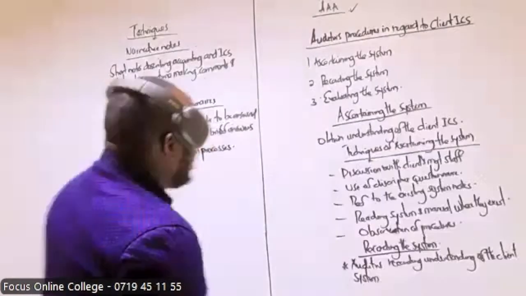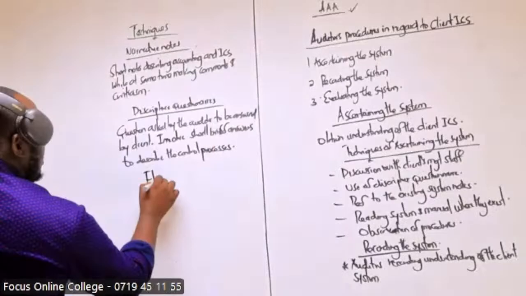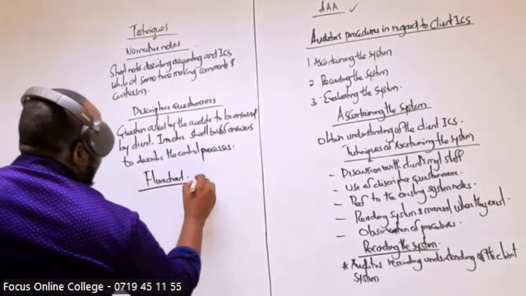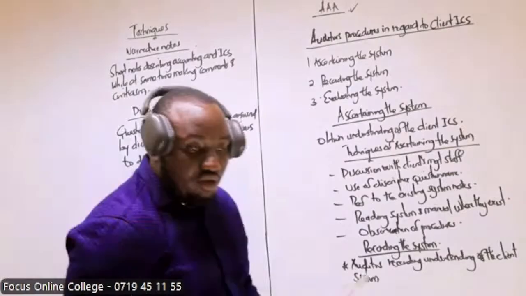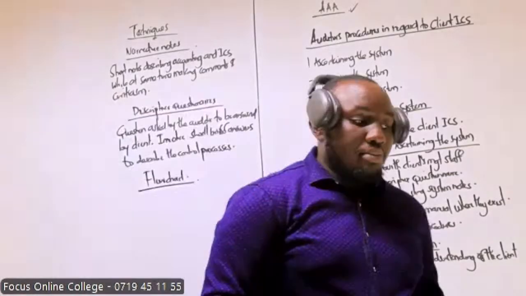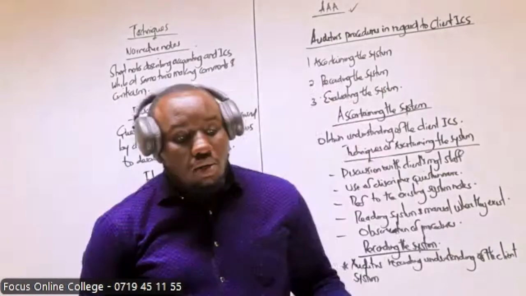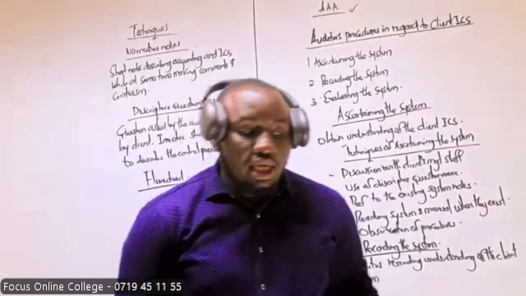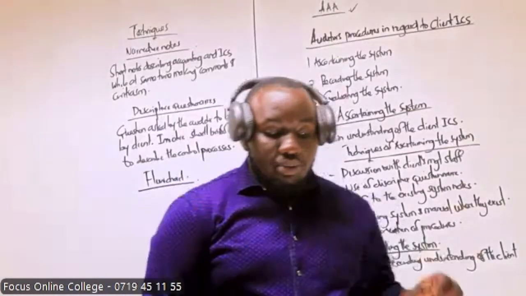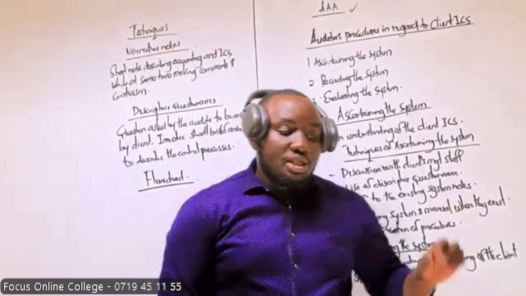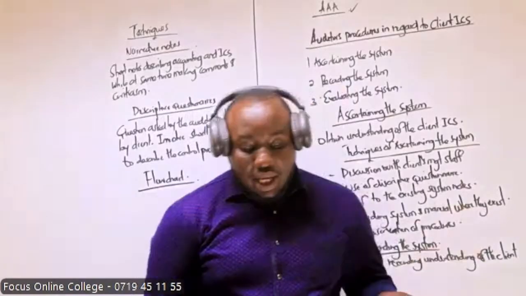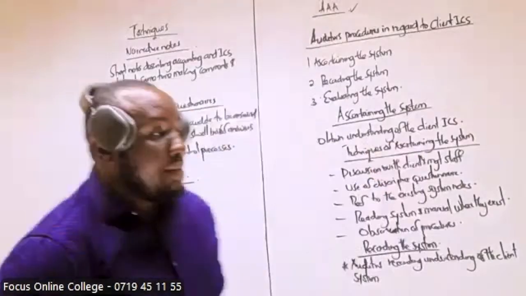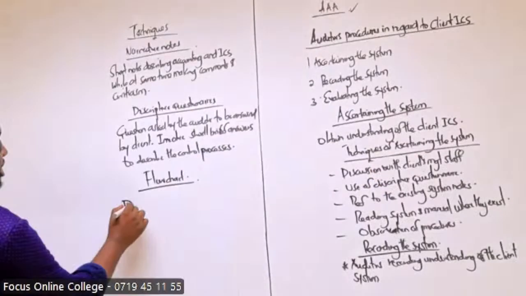Then you proceed to what's called a flowchart. So look at him. Whenever we talk about a flowchart, we're basically saying that a flowchart is a diagrammatic representation of company procedures showing accounting functions and documents.